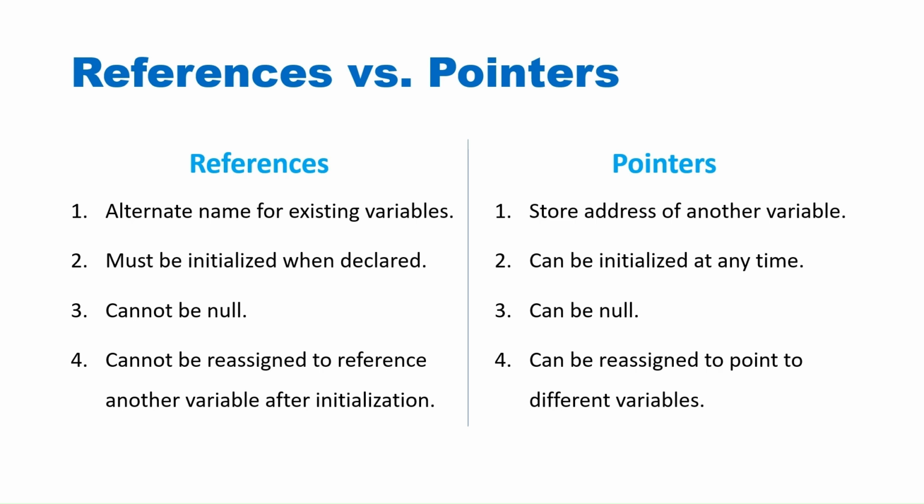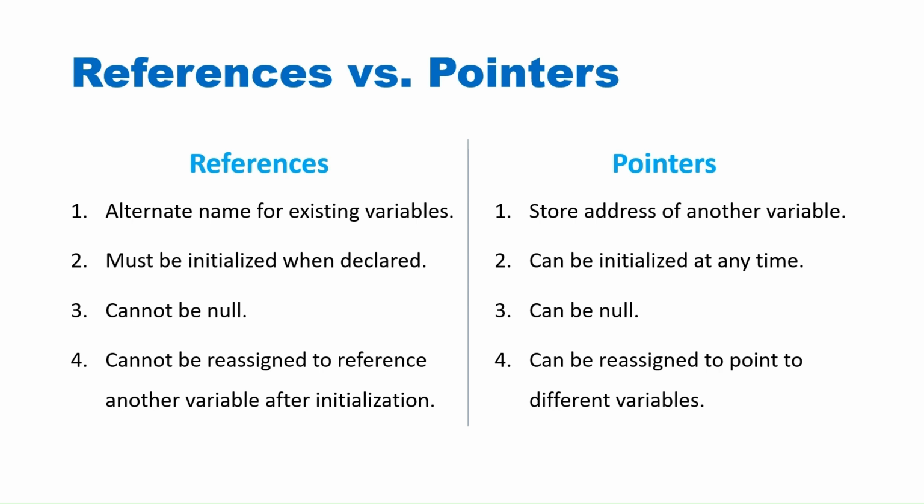Third point is that a reference cannot be null. As mentioned earlier, at the time of declaration itself, a reference must be initialized with the name of the variable for which it is acting as a reference or an alternative name. On the other hand, a pointer can be null. You may decide to assign it the address of some other variable later, but for the time being, you can keep your pointer as null.